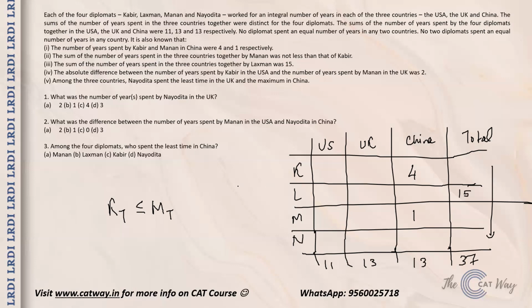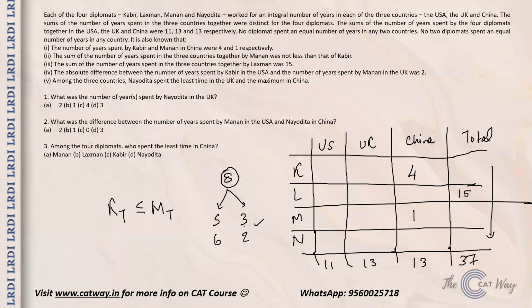But what you see is that it has been said that no diplomat spent an equal number of years in any two countries, and no two diplomats spent an equal number of years in any country. For China, you have been given 4 plus 1, 5. That means the remaining is 8, and that is to be distributed between Lakshman and Nayodita. Now they cannot be equal. So what are the possibilities? You have the possibility of 5 and 3. You have the possibility of 6 and 2. There is no 4 and 4 possible. There is no 7 and 1 possible. So these two are the possible cases that we get.